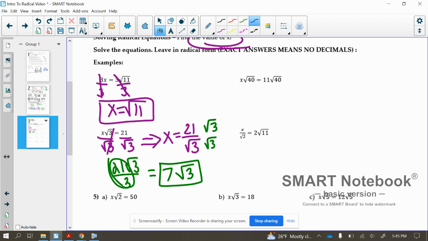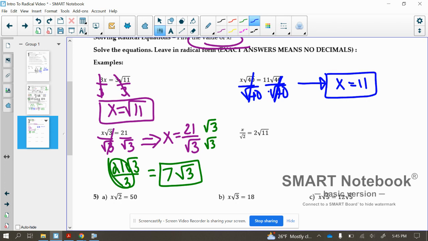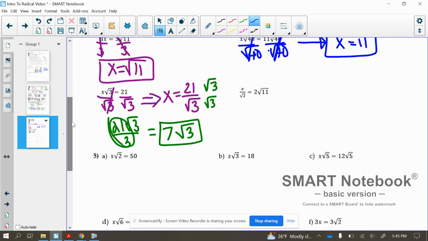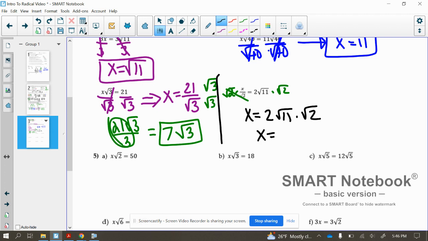Now I'll back up top here. We get lucky again. Divide both sides by square root of 40. And the square roots canceled out. So that x just equaled 11 since the square roots canceled out. On the last one, though, we're not so lucky. Okay, we have to multiply both sides by the square root of 2 to get our answer of x by itself. Now, this isn't so bad because x is alone, and then we just have to take the square root of 11 times the square root of 2, which is just the square root of 22.